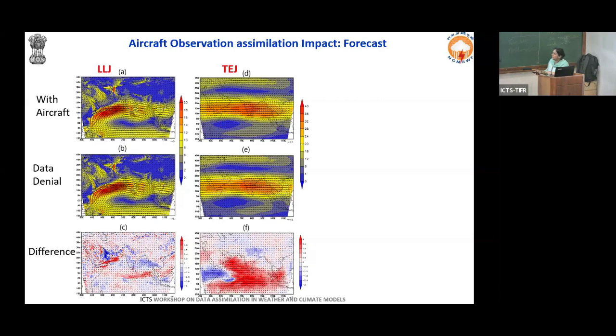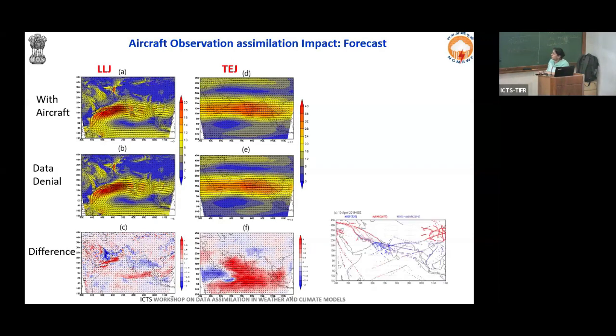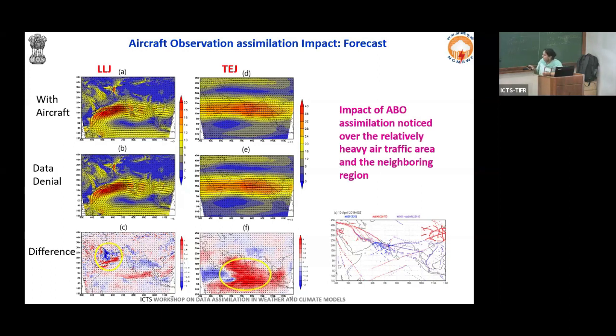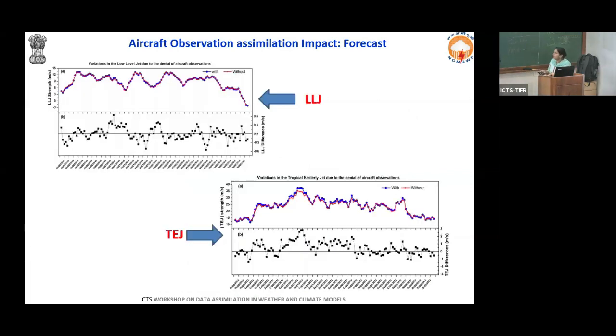But in the upper level, the TEJ, we could see a lot of impact due to the assimilation. Here this is the aircraft data region, and you can see a lot of impact over those regions due to the assimilation. We noticed it is a relatively heavy air traffic area, so where we have more aircraft observations, the impact was more. Here again the TEJ and LLJ: for the LLJ again we didn't see much impact from the assimilation, but for the TEJ, if you see the difference between these two, we are getting a maximum of 3 meters per second.